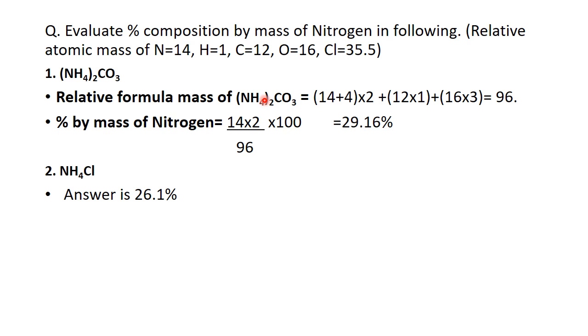The relative atomic mass of nitrogen is 14, and there are 2 nitrogen atoms present, so we multiply it by 2, because NH4 has a subscript of 2. It will be divided by 96 because we have already found the formula mass, which is 96. We multiply by 100 because we have to find the percentage, and we get the value 29.16%.